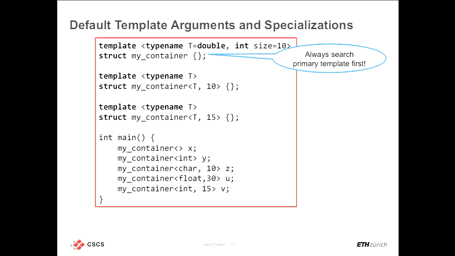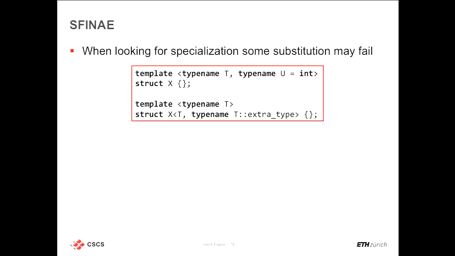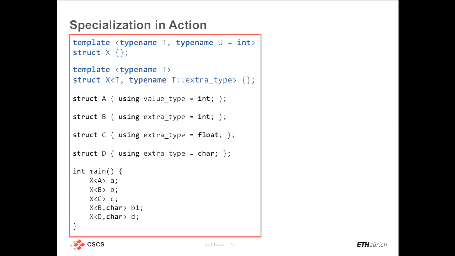But we were left with SFINAE, right? SFINAE is substitution failure is not an error. You want to see what happens in these cases. Now we have our struct X. It takes two arguments. The second one is by default an integer. And then we have XT with the extra type.